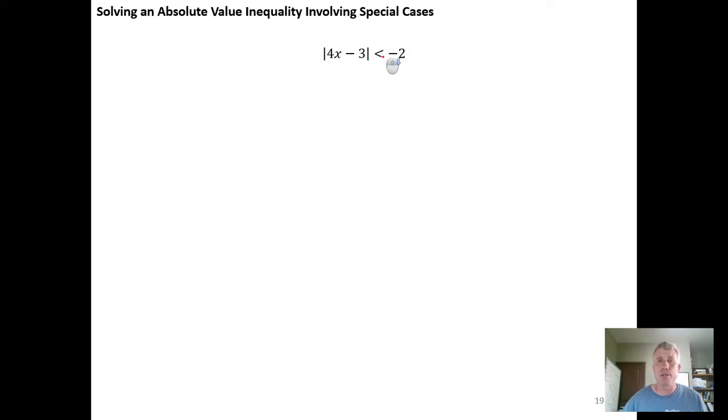So the other kind of special case, we could ask this question instead. We could say, well, what if the absolute value is less than negative 2? Well, if the absolute value is less than negative 2, then the absolute value is a negative number. But what do we know? We know that the absolute value of 4x minus 3, because it's a distance from 0, and distance is always non-negative, has to be greater than or equal to 0.